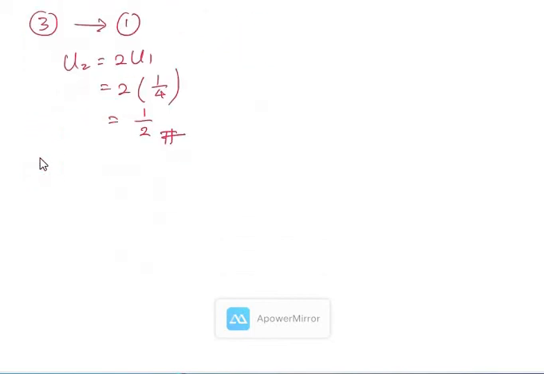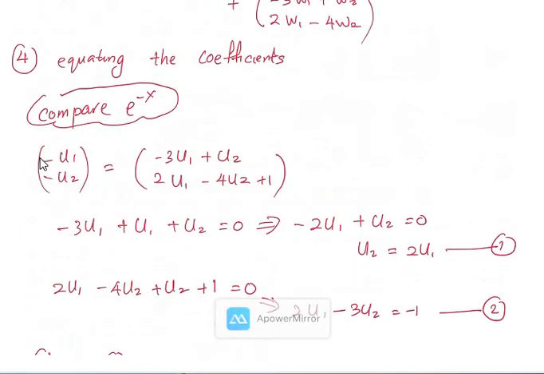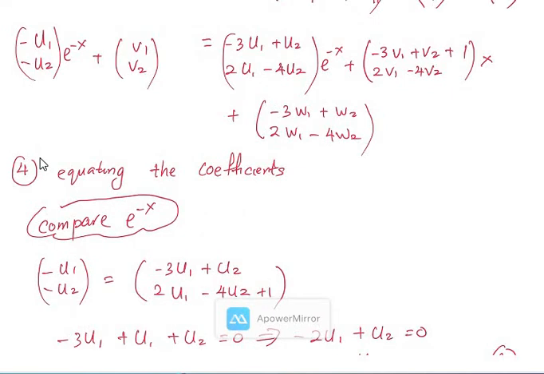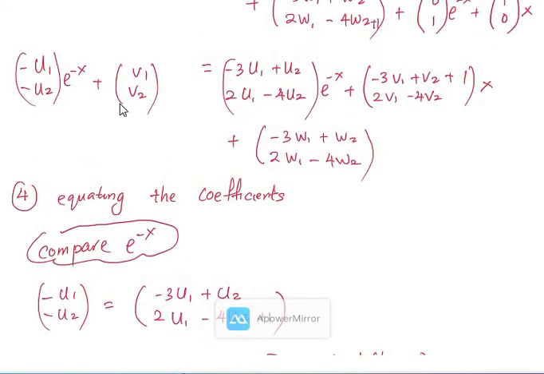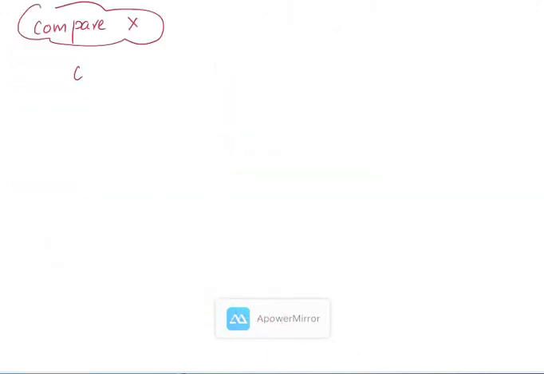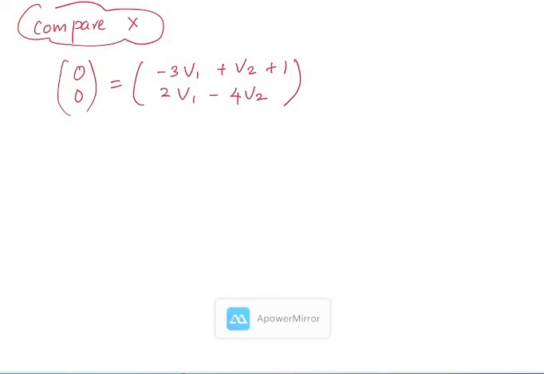Okay. Next, I want to compare for the x. Okay, compare for the x. Okay, if you refer back to the question, the last answer I obtained for the x. For the left hand side, I don't have any x, so I obtain 0 and 0. For the right hand side, I have negative 3v1 plus v2 plus 1 and 2v1 minus 4v2. So I write the equation down.